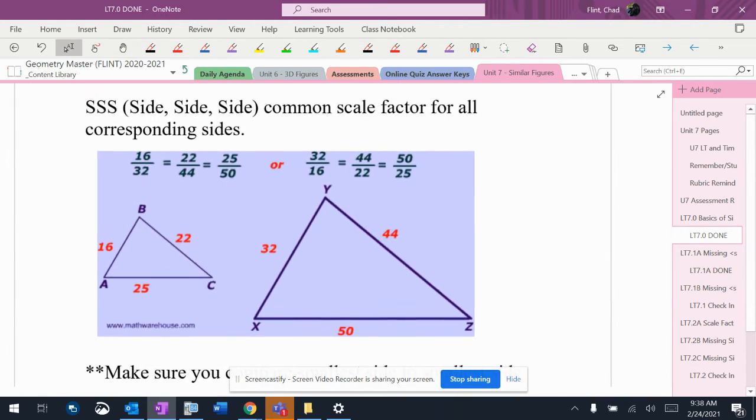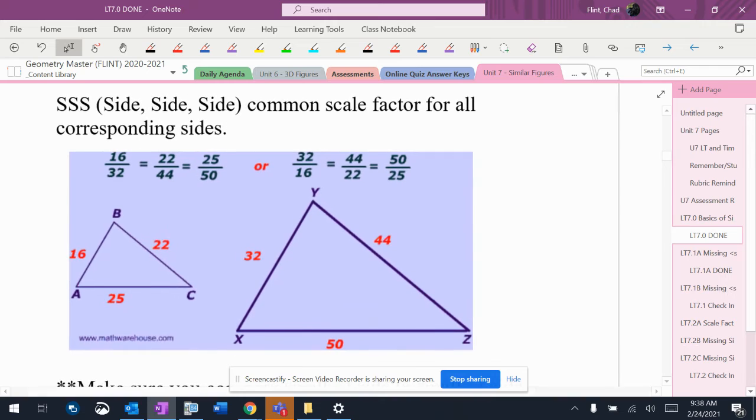There is also side, side, side. All right, now side, side, side means that you're going to take the triangles. You have to know the sides first of all. So if you don't know the measurement of the sides, then this is out. You cannot use this. All right, but if we know the lengths of the sides, then we can take the sides and we can set up ratios. So you can see here that we've set up 3 ratios, and we see if they're all the same.